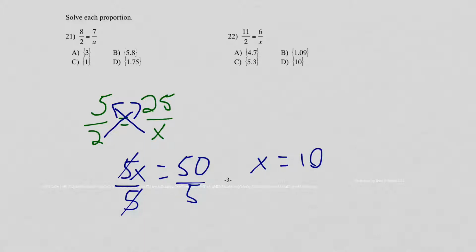And let's see if that makes sense. Going back to the original question, to get from 5 to 25, we would have multiplied by 5. And so what would 2 times 5 give us? Well, it would give us 10, and there you go, we got it.